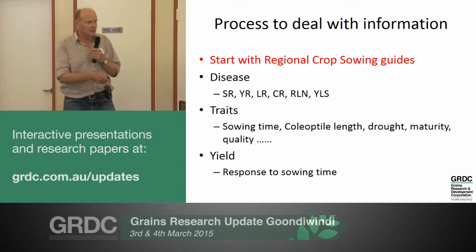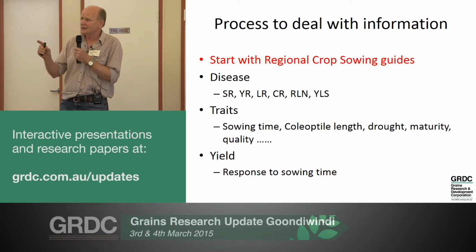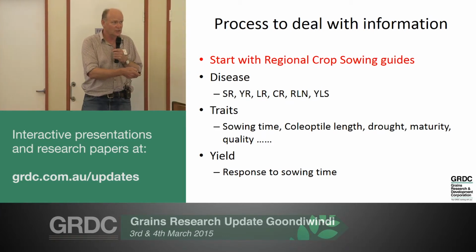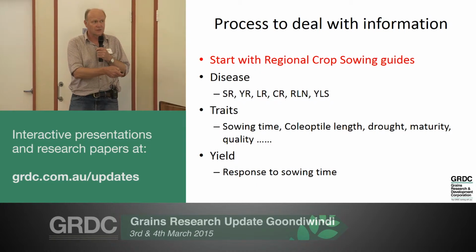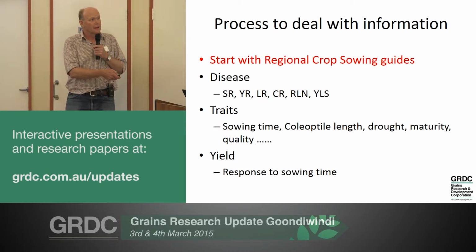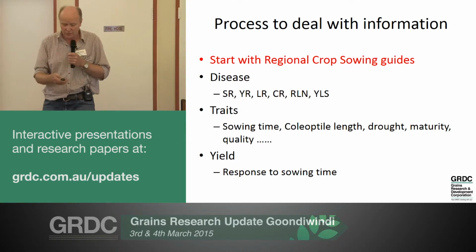To do that, go back to the regional sowing guides, do what you've always done, get the number down to 5 or 6. And you do that by looking at stem rust, yellow rust, leaf rust, crown rot, yellow spot, etc. Coleoptile length, there's some discussion about that later. Sowing time response. And regional mean yield. That's what I do.